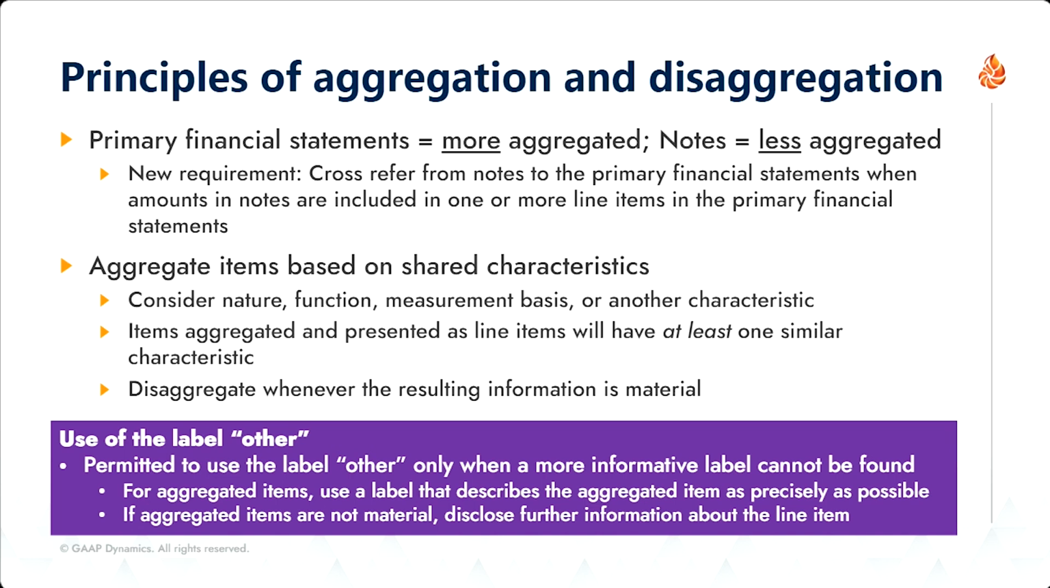Now, there is a new requirement under IFRS 18 because sometimes there's items in the notes that kind of roll up to one line item on the financial statement. So they want you to cross-refer from the notes to the primary financial statements when you have amounts in notes that are in kind of more than one line item. So really just helping users understand when they're looking at the notes, where is this on the primary financial statements?